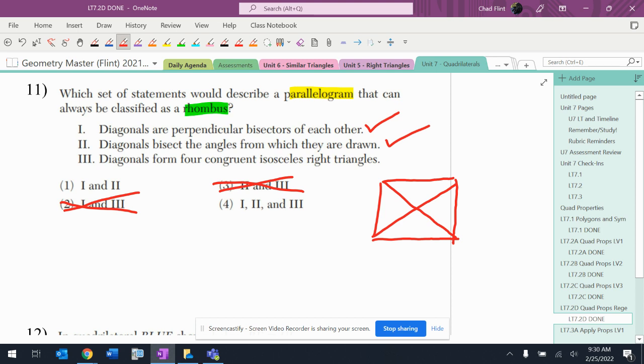But then this last question says diagonals form 4 congruent right isosceles triangles. So if I start looking at this, that would mean I need a right angle right here. If I take just this angle right here, it would need to be a right isosceles triangle, which means that these two sides would need to be the same. Now, if you're thinking just about a rhombus, this wouldn't be true because those two are the same and these two are the same, and that is not an isosceles triangle.